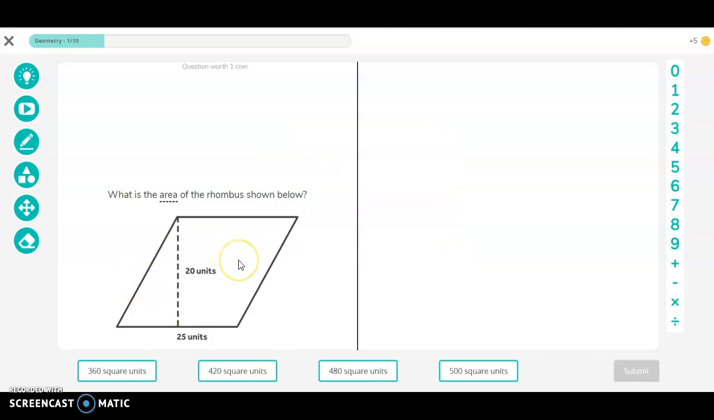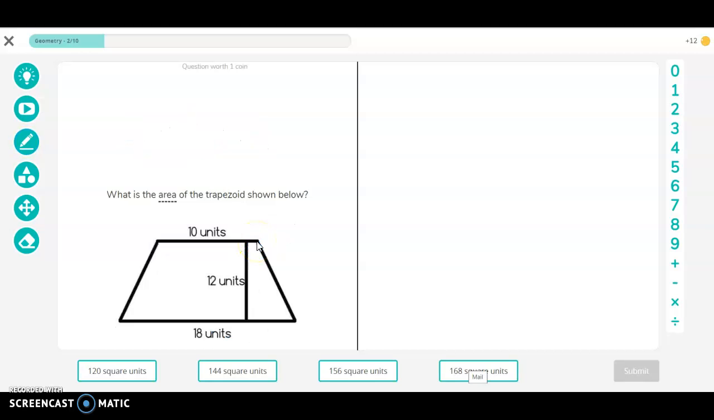Okay, so the same thing for this. So you're going to do area equals base times height. 25 is your base, 20 is your height. Okay, I am not going to do this one because it's the same formula.